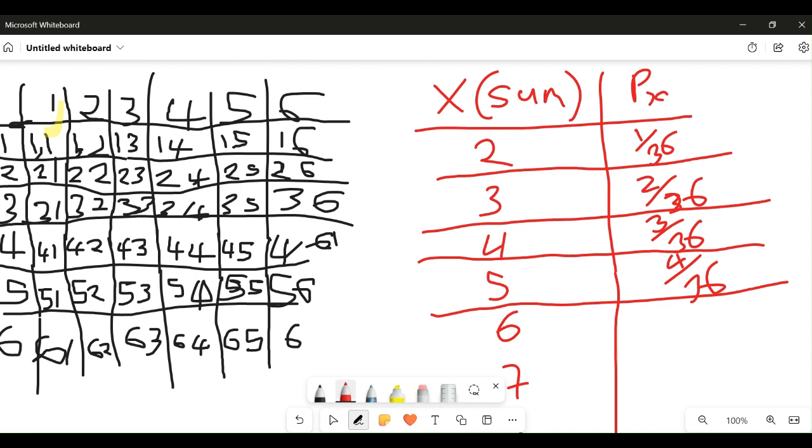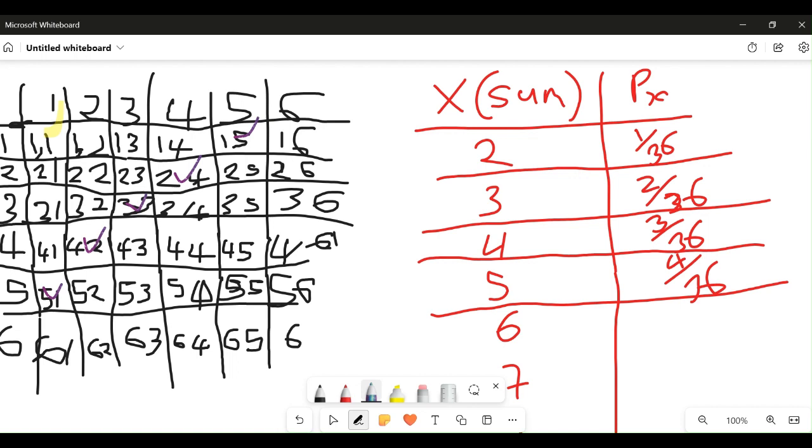Okay. Now 6. How many of the sums give 6? We have 1 and 5 give 6, 2 and 4 give 6, 3 and 3 give 6, 4 and 2 give 6, 5 and 1 give 6.